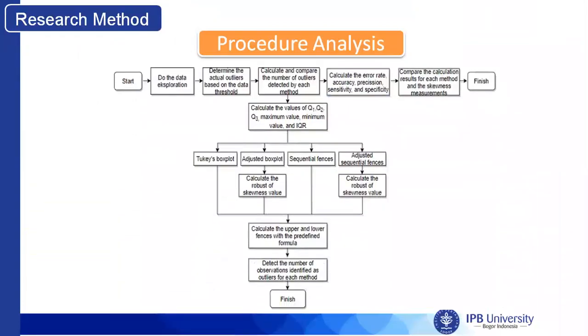In general, the procedure for detecting outliers using the methods described in the previous section is as follows. First, doing data exploration. Second, defining actual outliers based on a threshold from the data. Third, calculating and comparing the number of outliers detected by each method. Fourth, calculating the error rate, accuracy, precision, specificity, and sensitivity of each method. And then the last, compare the calculation result for each method and the skewness measurement.